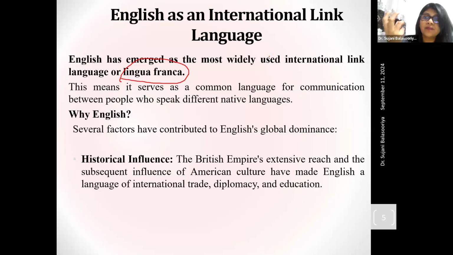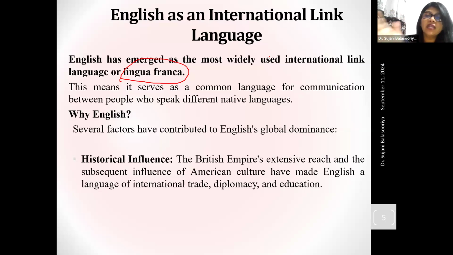Bridge the gaps, like connect people, connect communities, connect societies, connect countries, right? In that sense, we use the term link language in relation to the English language. So lingua franca has that idea as well. When we say English is a lingua franca, it has the idea that it can function as an international link language.